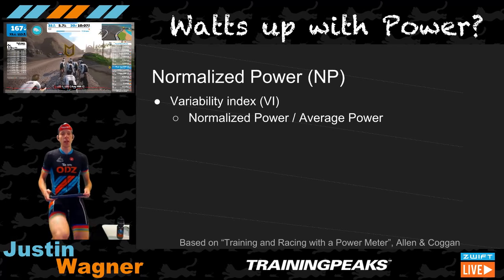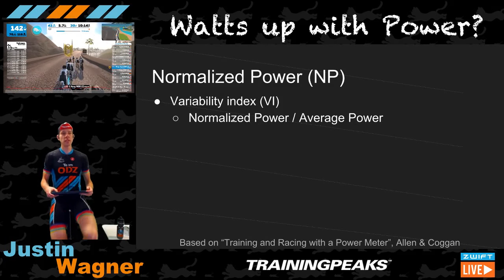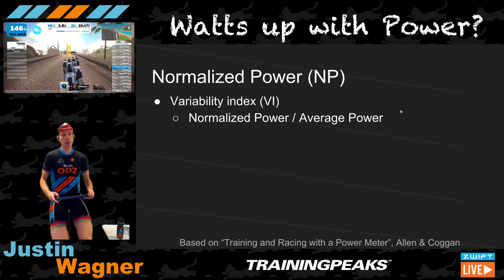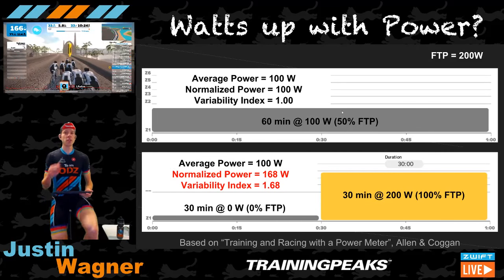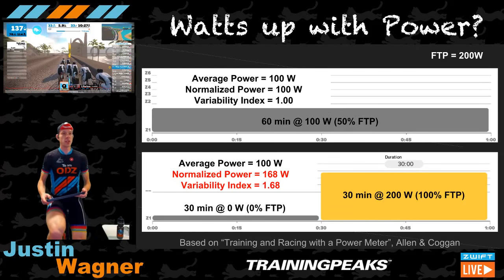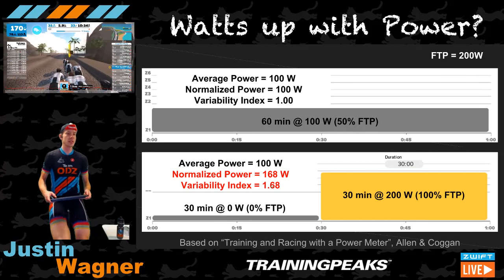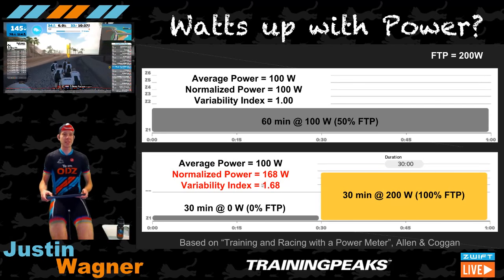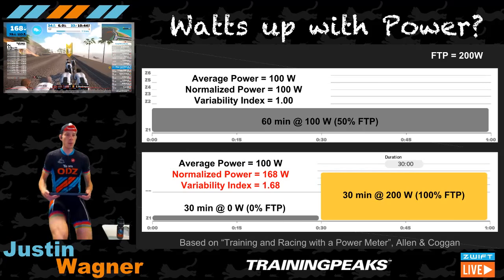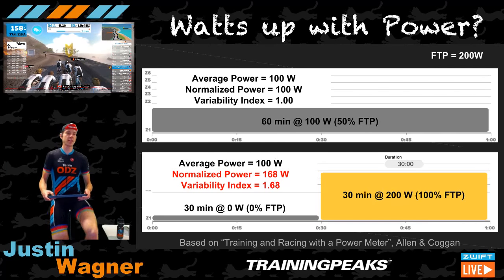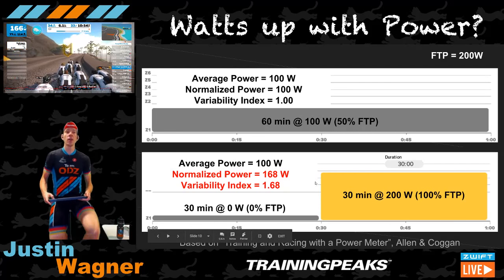Next, let's talk about variability index. You take normalized power and divide it by average power, and that gives you something called variability index. So let's look back at our two rides. Above, we have a variability index of 1.00, and down below our variability index is 1.68. That means, as you would expect, it was more variable power than above. A higher number for variability index should mean more variable power.